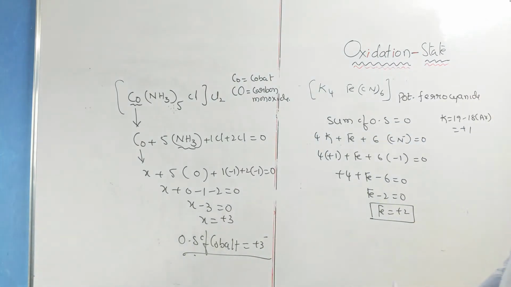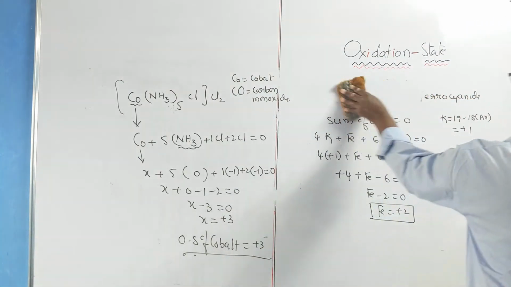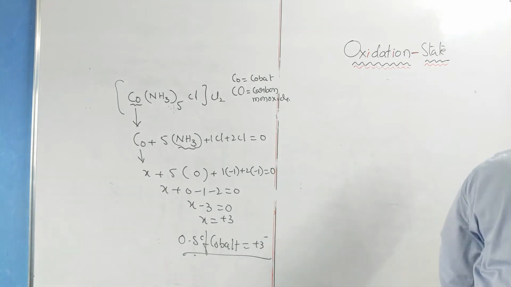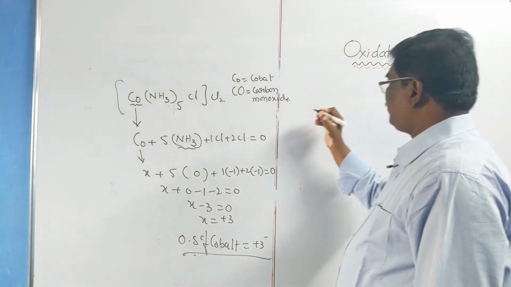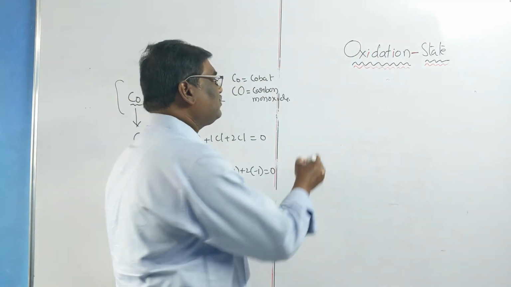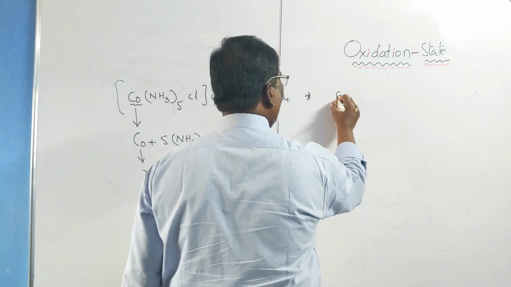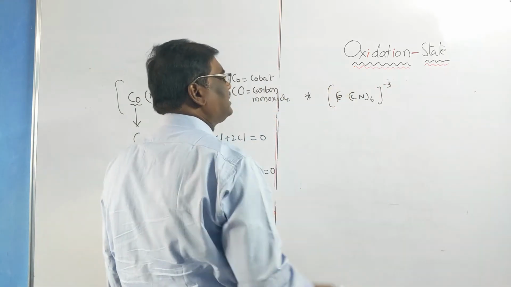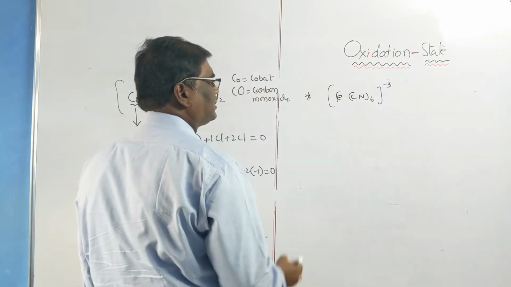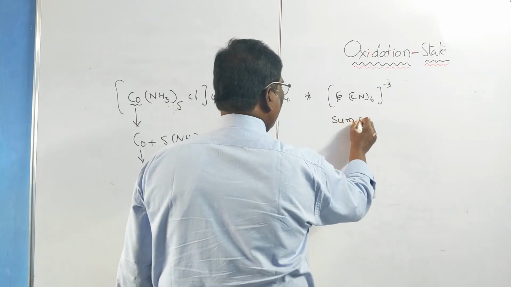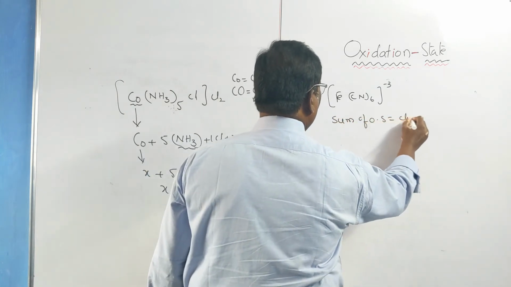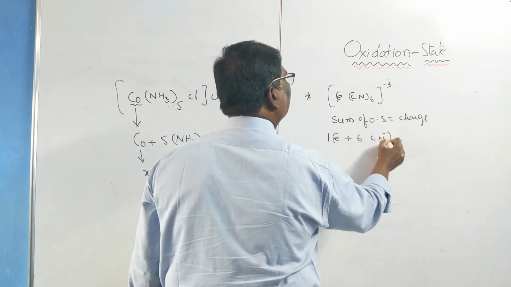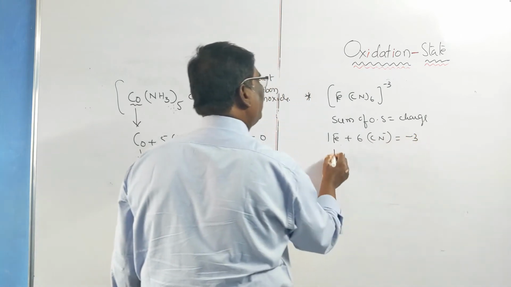Now I am going to explain finding the oxidation state of charged complex compounds. Charged ones. Now we take one example, that is [Fe(CN)6] whole charge -3. This is called a complex ion. So for an ion I told you the sum of oxidation states is equal to the charge. 1 iron plus 6 cyanides is equal to the charge -3 units.